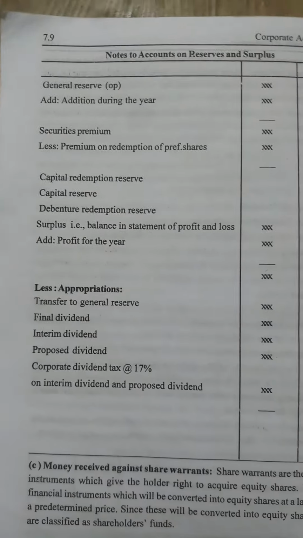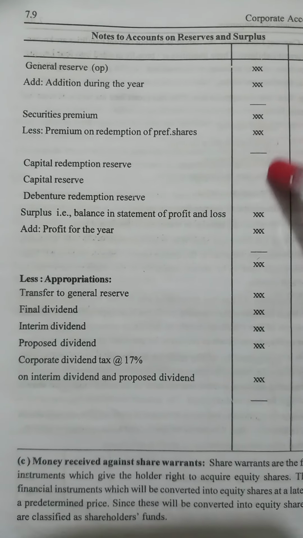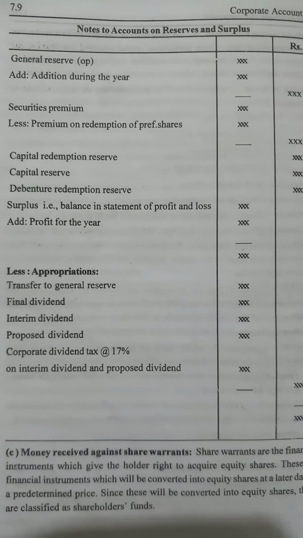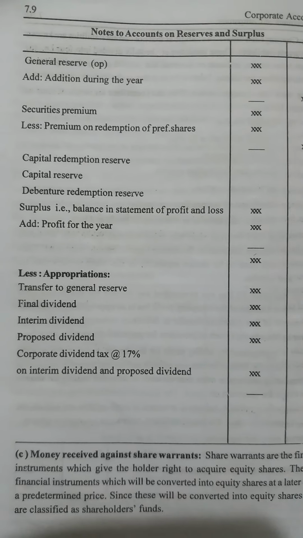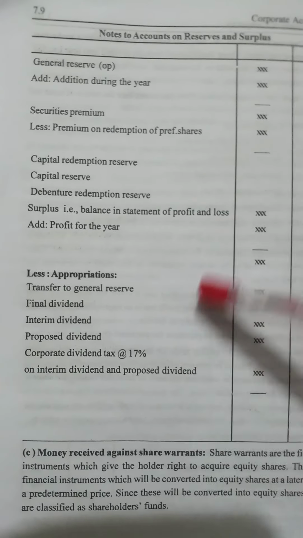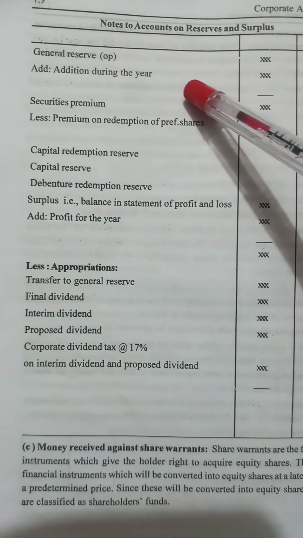In this video, let me explain what are the things that come under reserves and surplus. So this is the format we are discussing, another heading of the balance sheet format. So the reserves and surplus heading, what are the items that come under it, we are going to discuss now. So here the first item will come under general reserve.